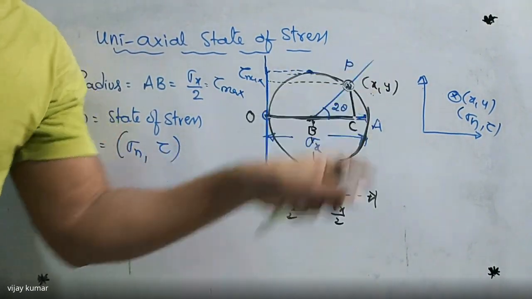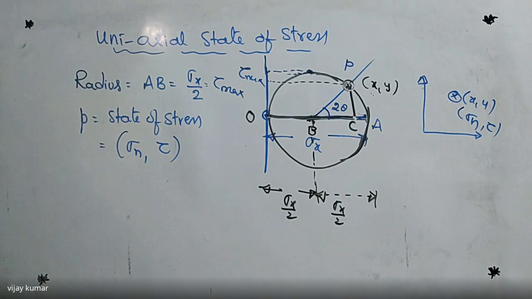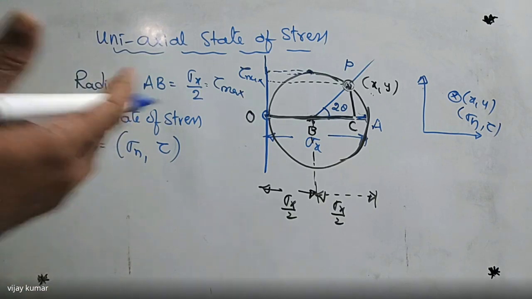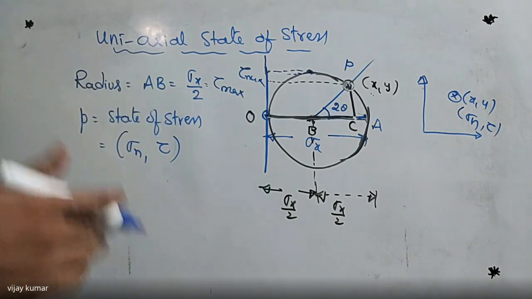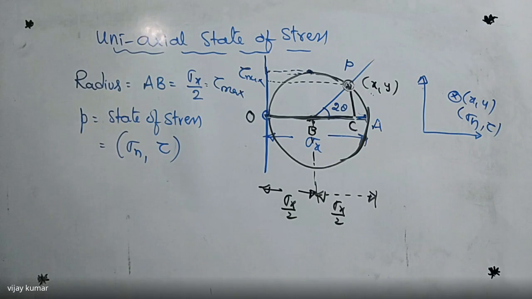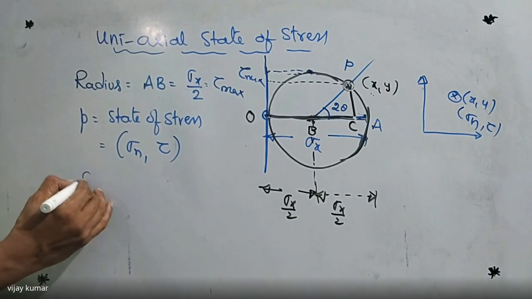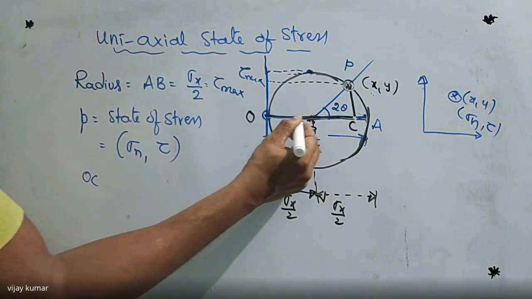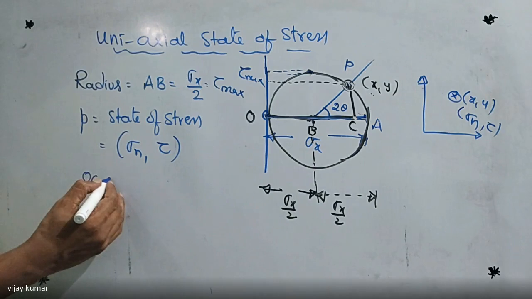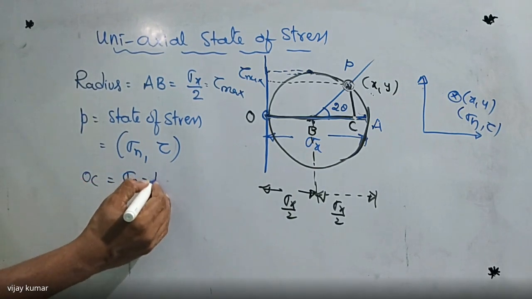The plane is named the oblique plane. I have already told you in the analytical method, we are always taking a plane, and that plane is always the oblique plane. On that plane, we have two types of stresses: one is normal stress and one is shear stress. So here I am writing OC. This one is OC. This OC always belongs to which one? Normal stress.